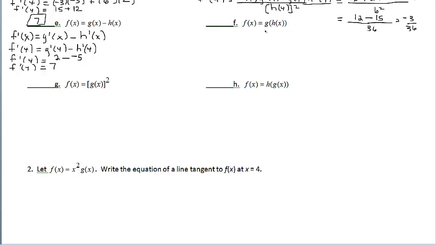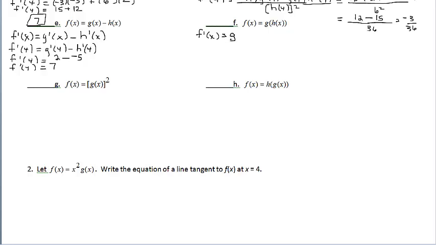Alright, example F. Okay, studying the equation and what differentiation rule is necessary. It's a composite function. It's really important to pay attention to the difference between a composite function and one that has a product, I should say, of two functions. Notice that g does not have its own x, so this is not g of x times h of x. This is not the product rule. This is a composition. h is inside of g. Compositions require the chain rule.